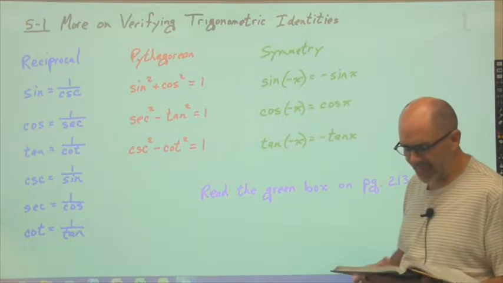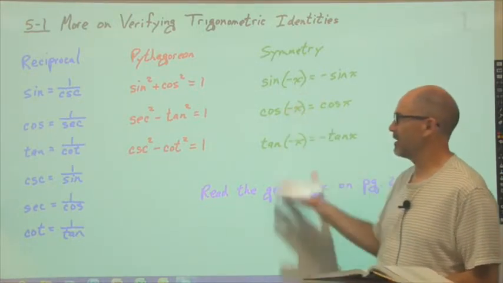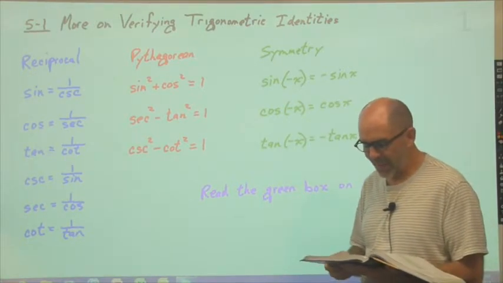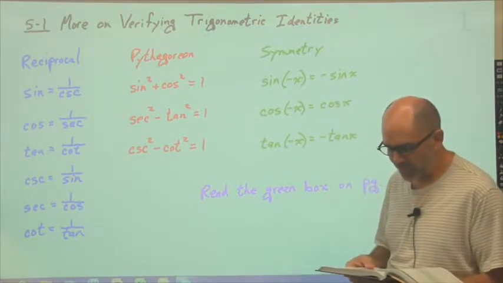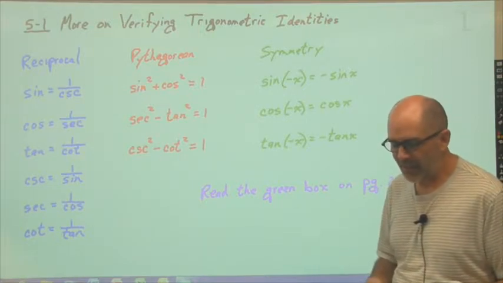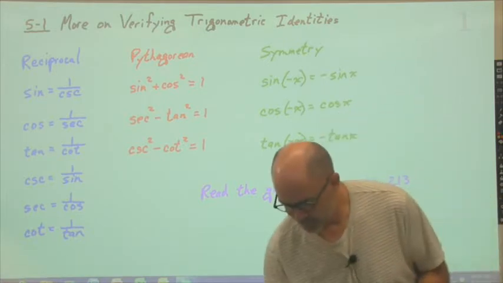And the key thing is know your identities really well. Like the book says, know them inside out, upside down, and backward. They are the key. And that means you actually do need to memorize them.